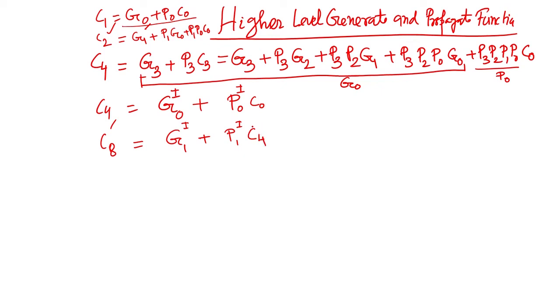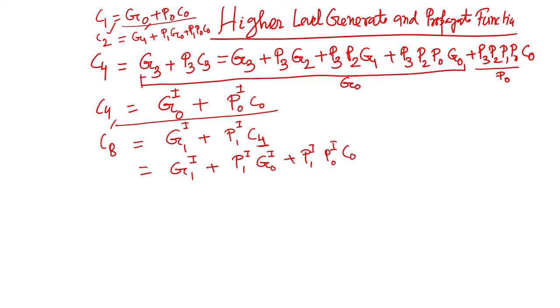So, we can replace this one using this equation here. Therefore, we will get G1 higher level plus P1 higher level, then C4 is G0 higher level, right, plus P1 first level, right, into what? P0 C0.